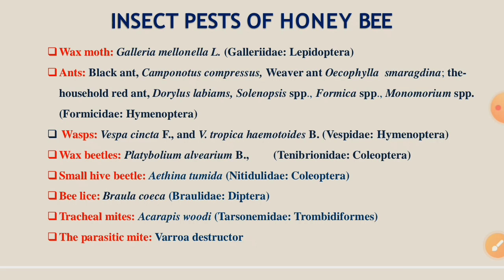Small hive beetle, Aethina tumida, family Nitidulidae, order Coleoptera. Bee louse, Braula coeca, family Braulidae, order Diptera. Tracheal mite, Acarapis woodi, family Tarsonemidae, order Trombidiformes. The parasitic mite, that is Varroa destructor.